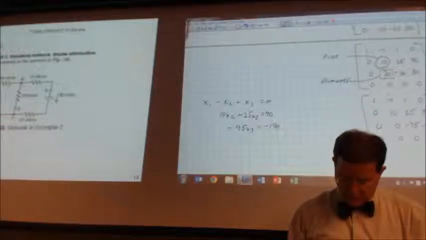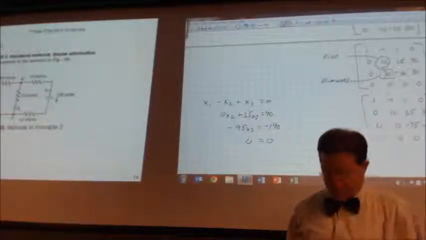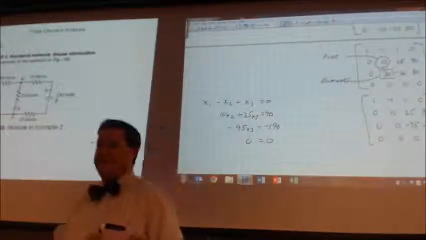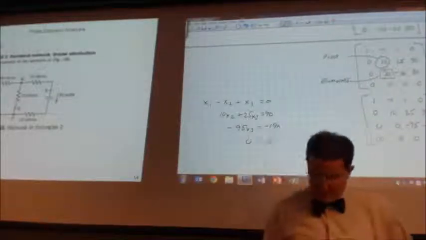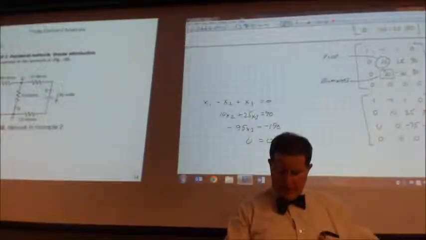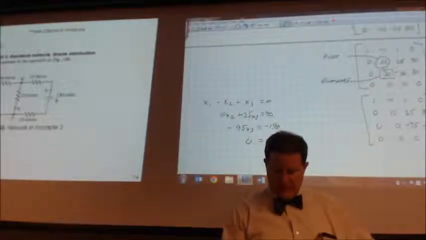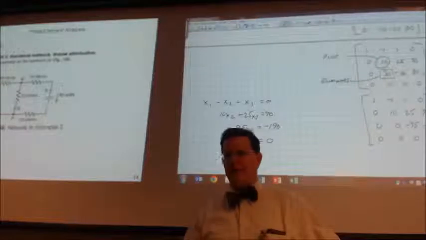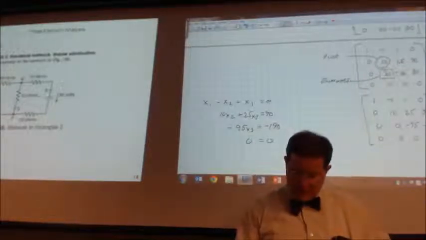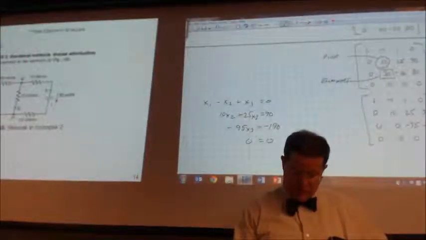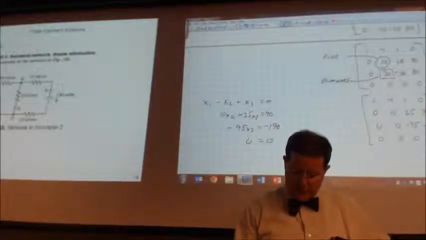Professor Pringle, can you explain how we have a negative 190 and a negative 95? How are you doing that? So I am subtracting the pivot row from my elimination row. This is row 3 minus row 2, or well, 3 times row 2.